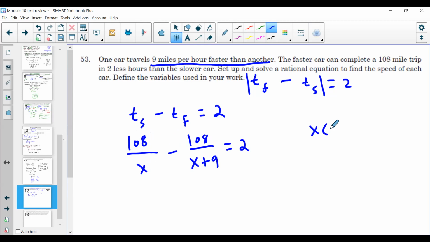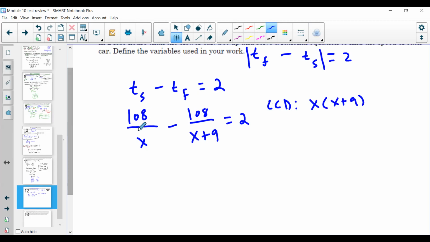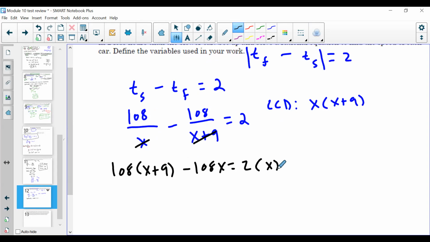So the LCD is x plus 9. Multiply that out. So 108 over x times this x times x plus 9. The x's cancel out, and I'm left with 108 times x plus 9. Well, the 108 over x plus 9 times this LCD, the x plus 9's cancel out, and I'm left with a negative 108x. And that equals 2 times x plus 9. You have to multiply the 2 with the LCD as well.